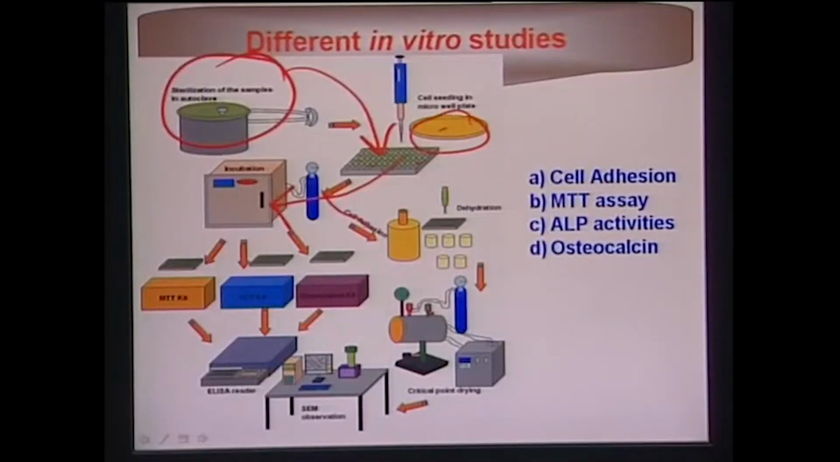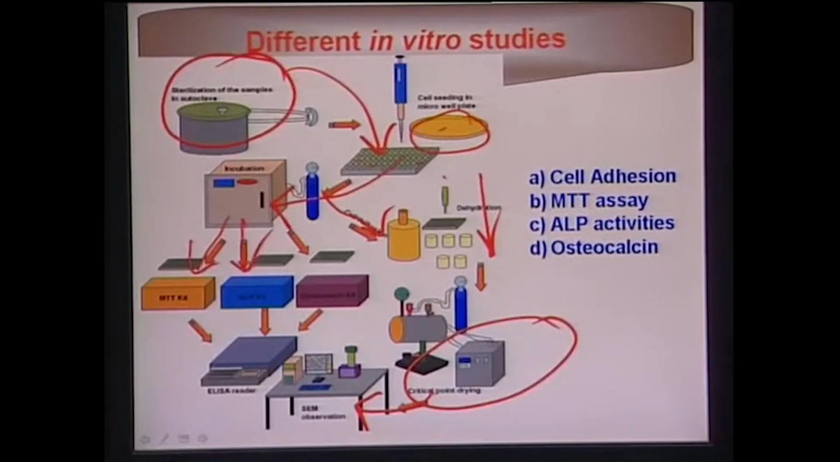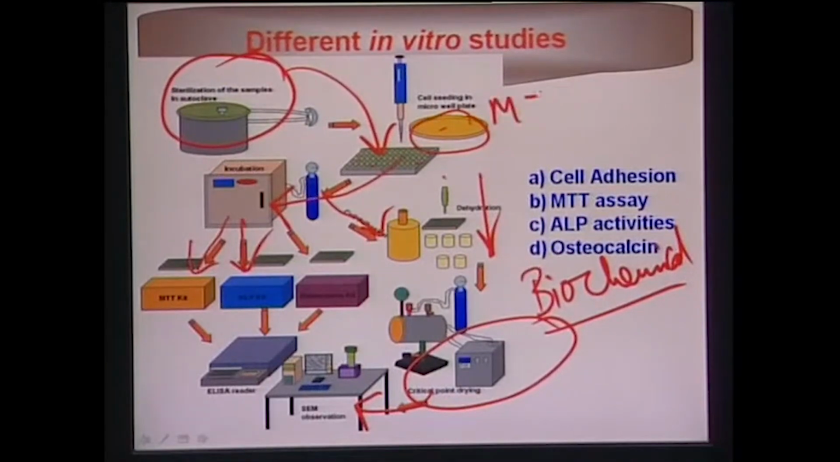Now, you can do the cell adhesion test, then the dehydration or serial dilution, then use critical point drying, and proceed towards SEM or fluorescence microscopy to see the morphology of the cells. Alternatively, you can use biochemical assays, which essentially quantify certain cellular fate processes. What are these? MTT gives you the cellular viability. Then ALP, alkaline phosphatase, tells you the osteoblast differentiation capability, and osteocalcin tells you the bone mineralization capability.